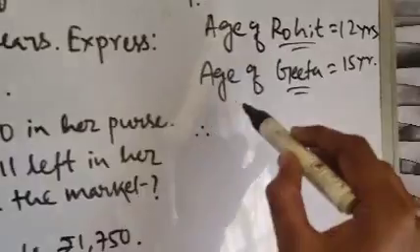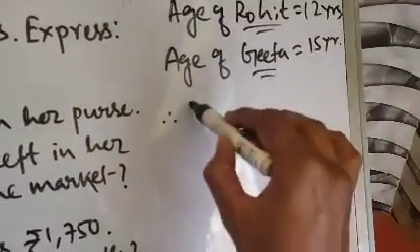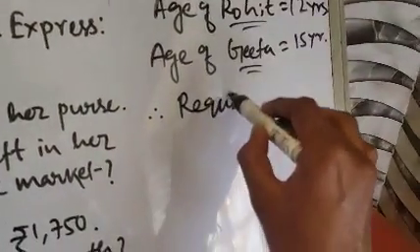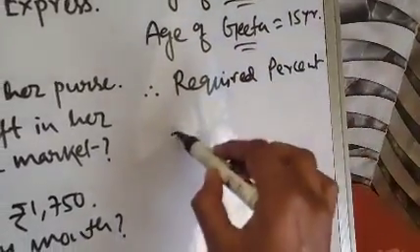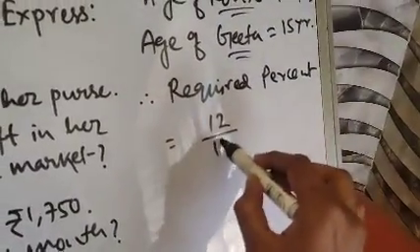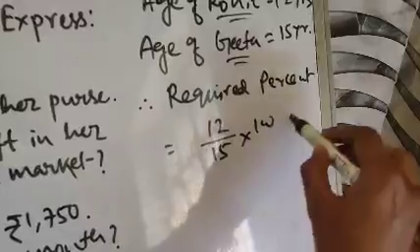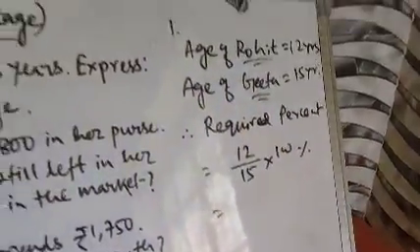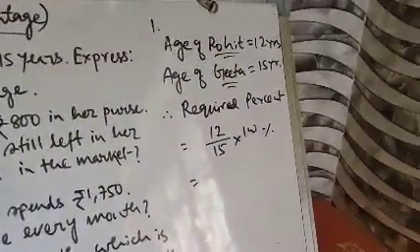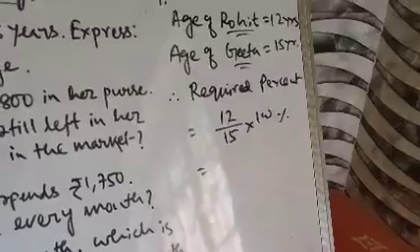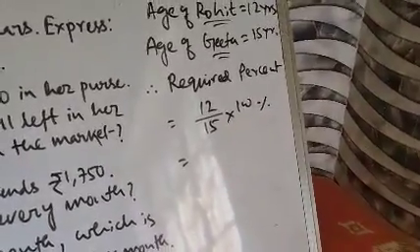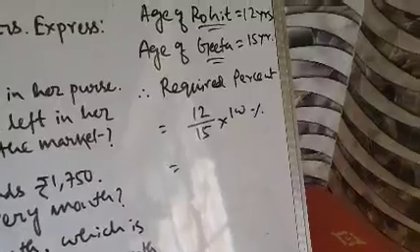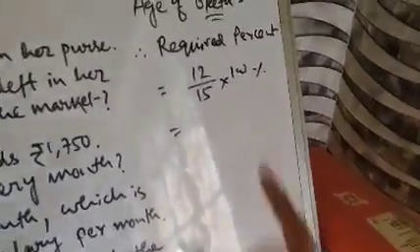Therefore, required percent will be 12 by 15 into 100. That is your answer, because 12 years is Rohit's age and 15 years is Geeta's age. We are finding Rohit's age as a percent of Geeta's age. So Geeta will be in the denominator, and as we are finding the percent of Rohit's age, Rohit will be in the numerator. Multiply by 100.